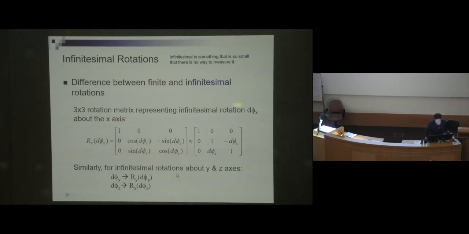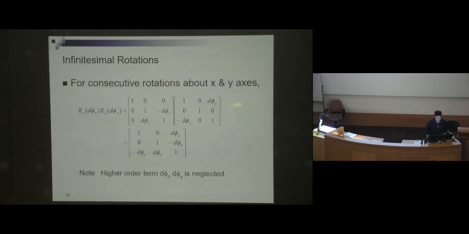So for very small rotation about the y and z axis, you essentially get the same form. So if you put them together, if you have a consecutive rotation about the x and y of a very small rotation angle, this is the resultant matrix. In this case, we actually ignore the higher terms. You can ignore the higher terms because if you have one very small angle multiplied by another small angle, you have an even smaller angle. So you ignore the higher order, and then you end up with something like this.